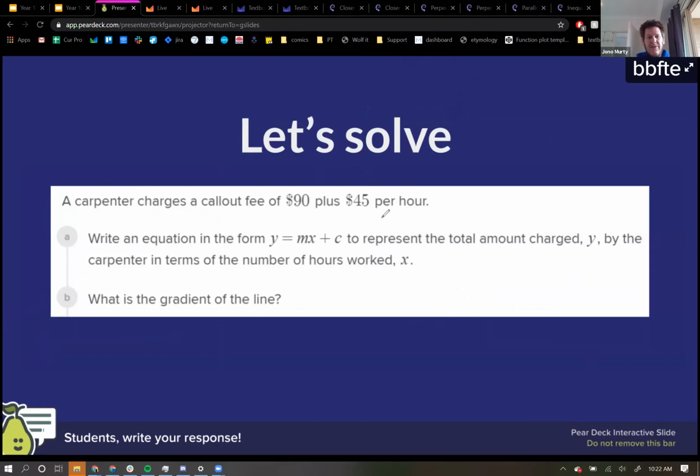A carpenter charges a call-out fee of $90 plus $45 per hour. So the call-out fee is his flat fee. Doesn't matter how long you're using his services for. The minimum cost will be $90 in this case. And then you'll charge $45 per hour after that. So write an equation, y equals mx plus c, and then just state what the gradient is of the line. Now, I think there's a follow-up question to this, but I'll just give a moment or two.